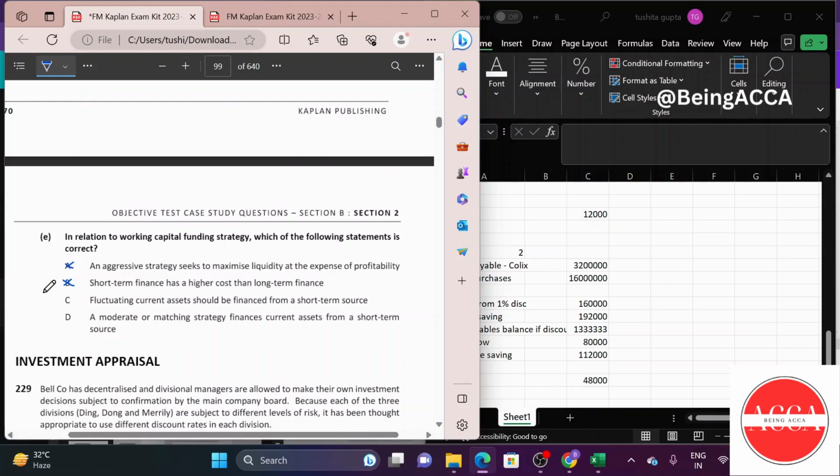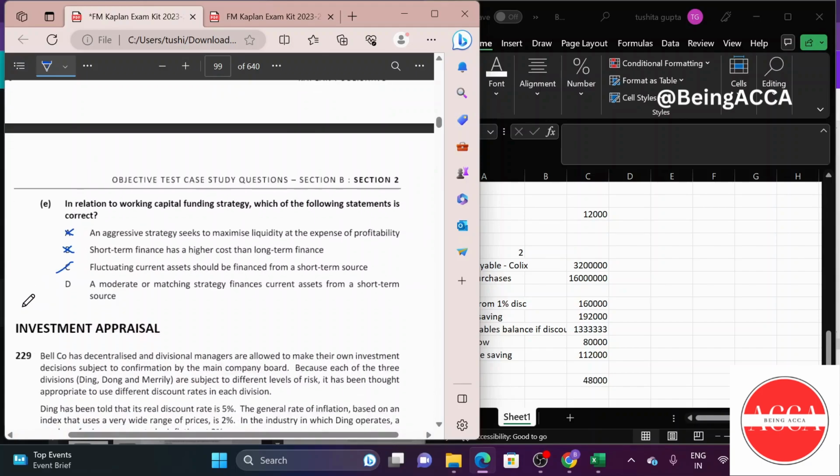Moving to the C statement, fluctuating current assets should be financed from a short-term source. Now this is correct, because fluctuating assets are the short term assets, and they should be matched with the short term finances. So this will be the efficient method of funding them. So yeah, this is correct.